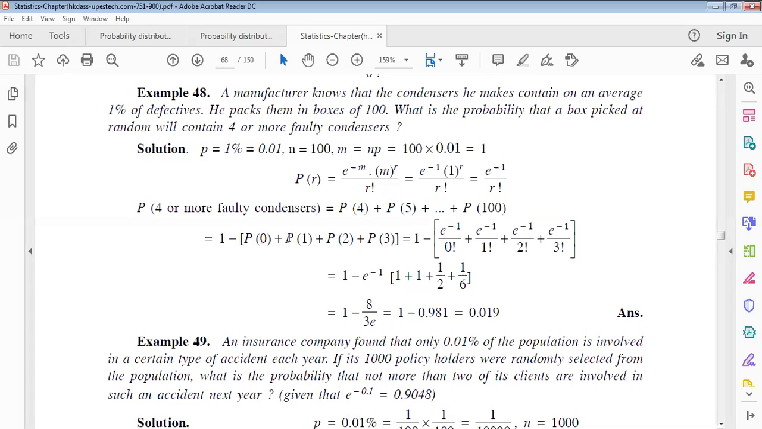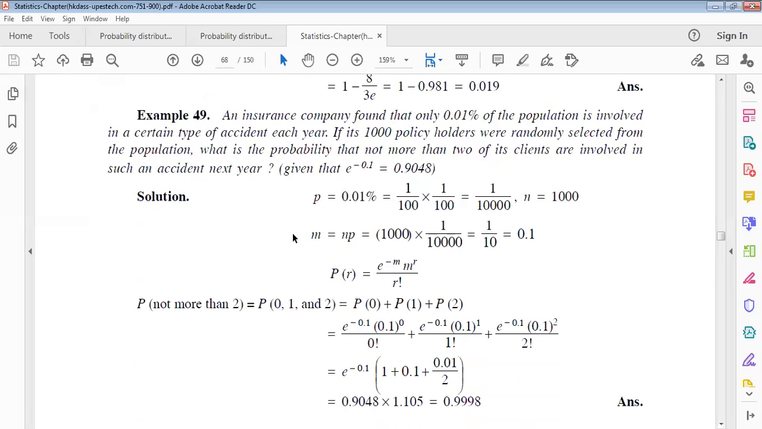Just putting r equals 0 in this probability density function, we get this. Probability of 1 will be r equals 1, r equals 2 will give this, r equals 3 will give this. Then e to the minus 1 is common, right? Factorial 0 means 1, factorial 1 also 1, factorial 2 means only 2, factorial 3 means 3 times 2 times 1, just 6. Then we get this result.